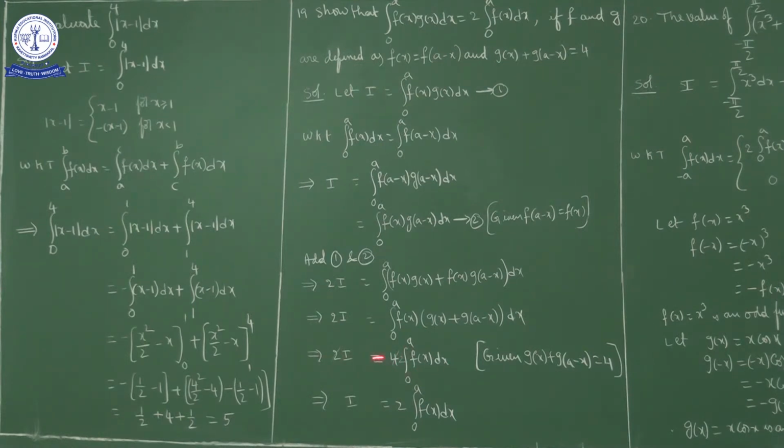Okay, cancel 2 on both sides, so we get the final answer as I is equal to 2 times integral 0 to a f of x dx. That is what we have to show. Okay, next question.